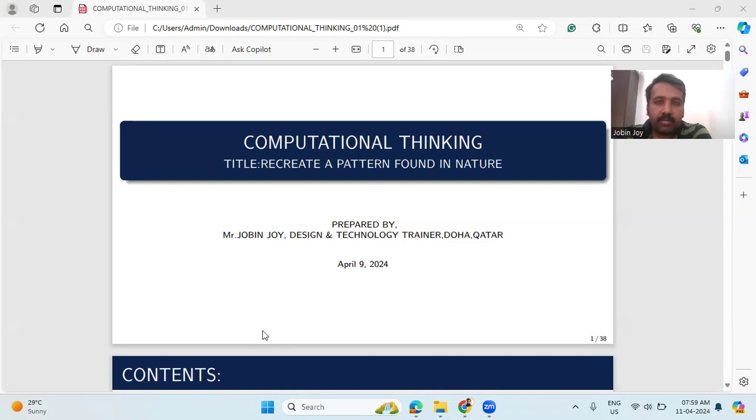So there is an activity to learn the concept of computational thinking. From nature observation, the learner first chooses a pattern, and they have to identify some patterns, and they have to finalize the patterns, and after that they have to recreate that pattern in Tinkercad application. So through this activity, the student can learn the concept of computational thinking.